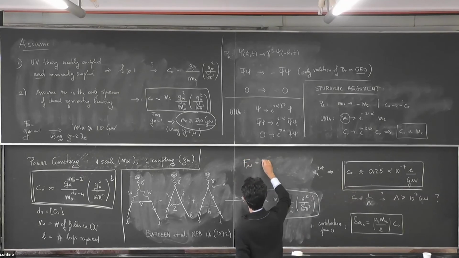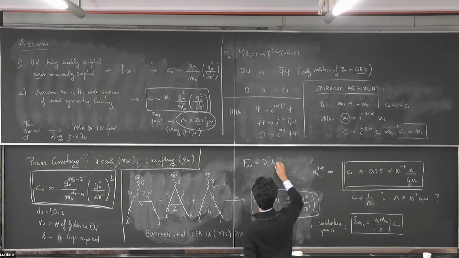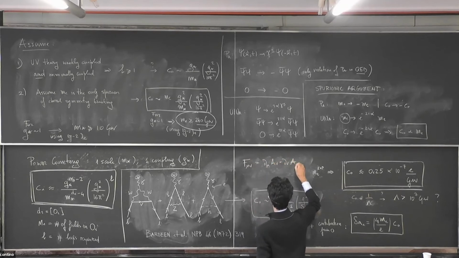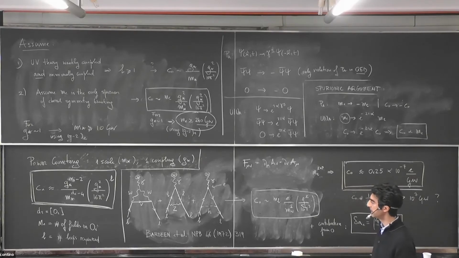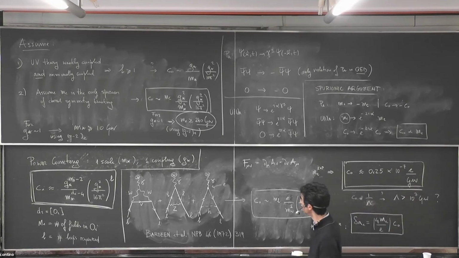So this is simply d mu A nu minus d nu A mu. Ah, okay, it's abelian. It's just the photon. There is no non-abelian part. If you construct the same operator with a non-abelian gauge field, like for example the W or the gluons, then yes, you also have a quartic term. But here there is only one. Okay, thank you. Other questions?